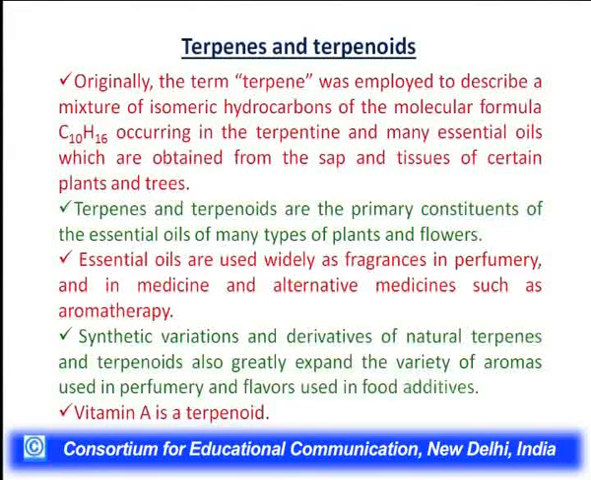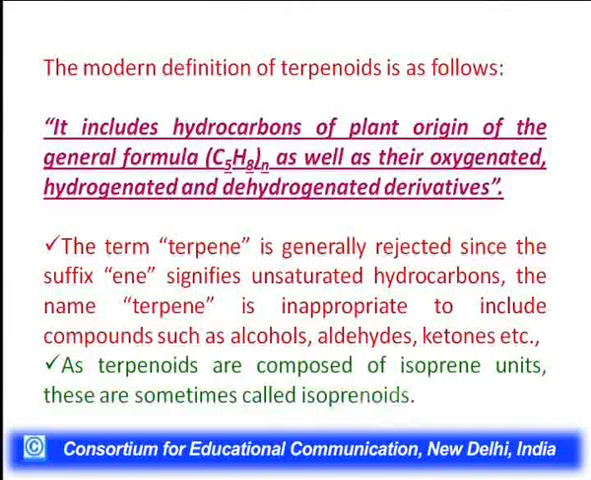of plants and flowers. Essential oils are used widely as fragrances in perfumery and in medicine and some alternative medicines such as aromatherapy. Because of their smell, these terpenes are very important in the aromatherapy technique of medicines. Synthetic variations and derivatives of the natural terpenes and terpenoids also greatly expand the variety of aromas used in perfumery and flavors used in food additives also. You might have heard about vitamin A. It is also a kind of terpenoid.